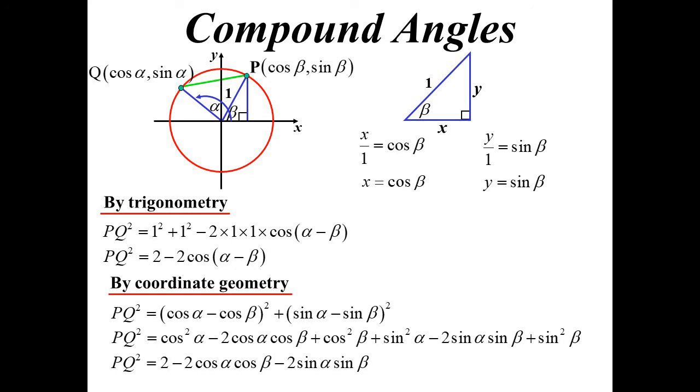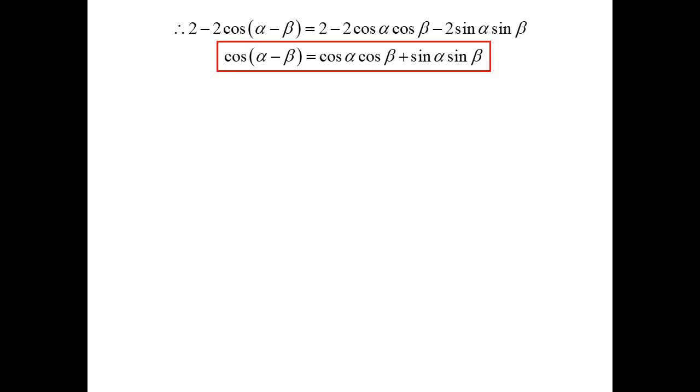What I'm really interested in is PQ squared. I've come up with 2 different expressions that PQ squared are equal to. So logically they must be the same thing. So I now know that 2 minus 2 cos(alpha minus beta) is 2 minus 2 cos alpha cos beta minus 2 sine alpha sine beta, or tidying that up, we get the first of our compound angle formulas. Cos(alpha minus beta) equals cos alpha cos beta plus sine alpha sine beta.